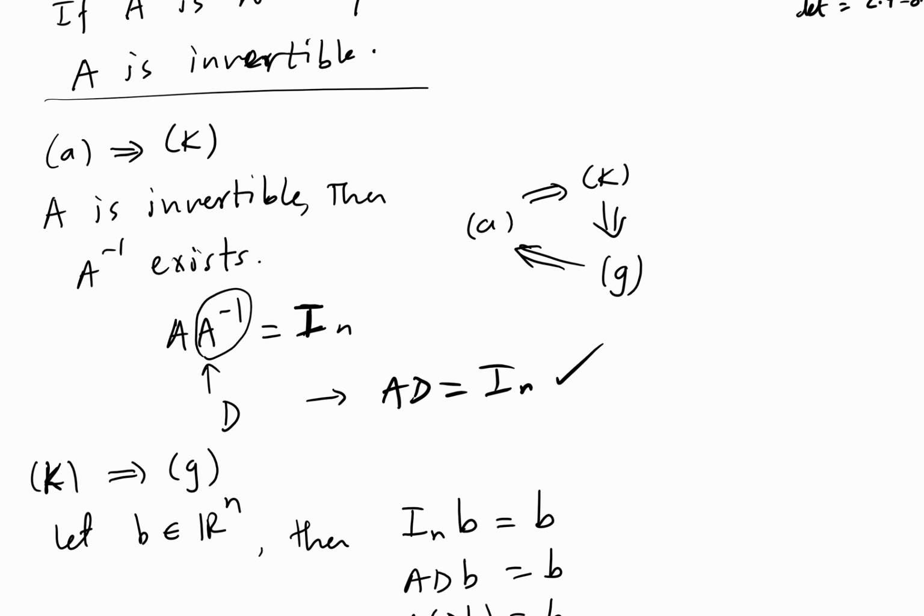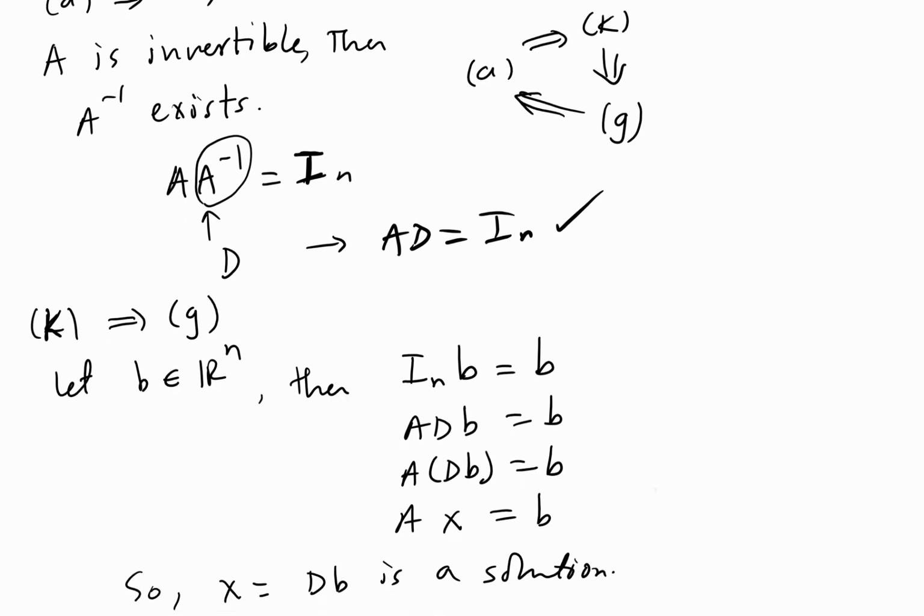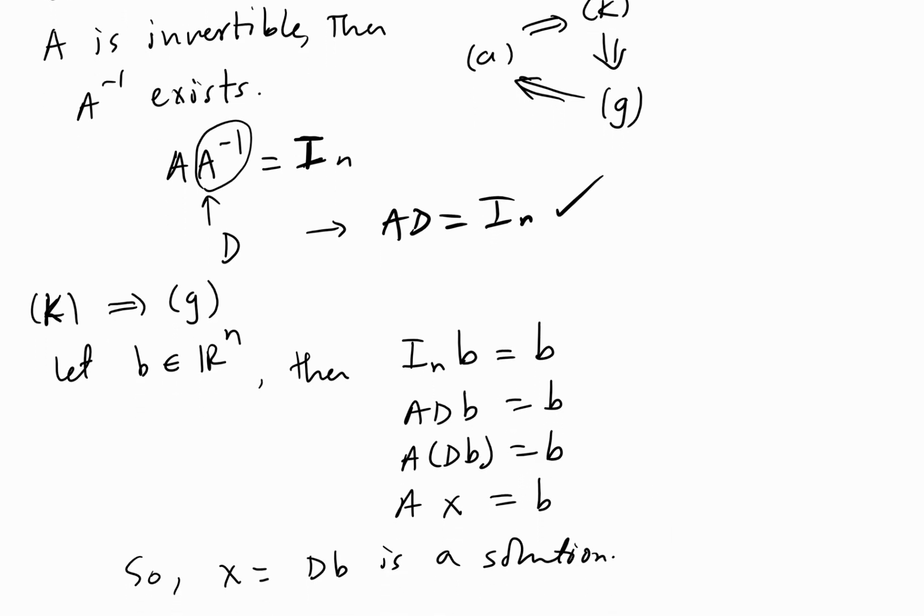I need to prove that it is consistent. Then I can rewrite ADB by grouping DB together, like so. But DB is just a matrix times a vector, so you're going to get another vector X. So you get AX equals B. So X equals DB is a solution, or the only solution. So it's consistent.